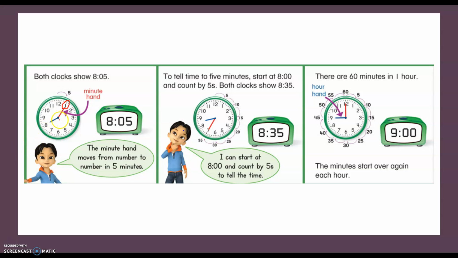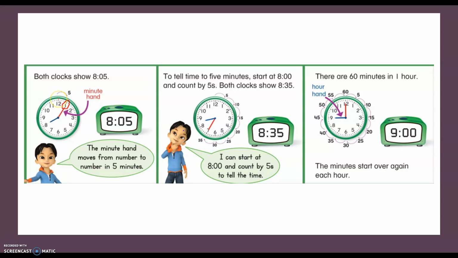You've learned before that the hour hand, the smaller hand, points to the hour. You can see here this hour hand is pointing to the 8. So the hour is 8 o'clock. The red hand is the minute hand. It moves from one number to another number every 5 minutes.